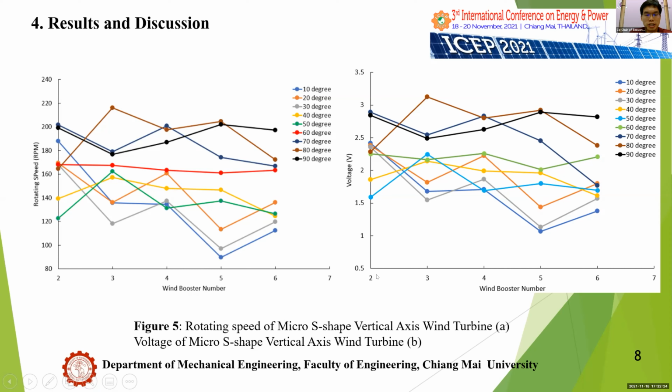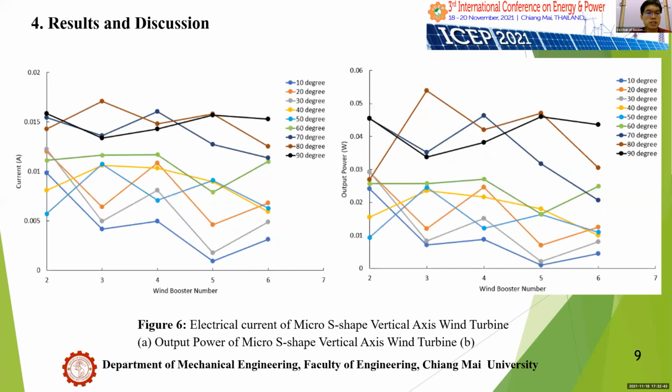And this phenomenon also happens to another performance parameter, such as the voltage. It has the same trend, so I will not explain that much. The next one is the current from the generator. It's the same as the rotating speed. Also, the output power of the generator.